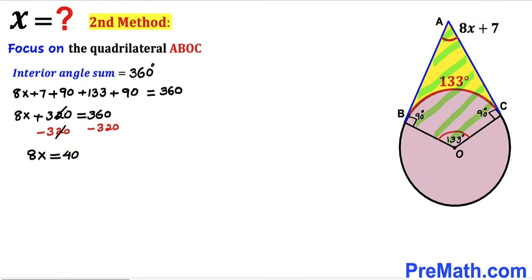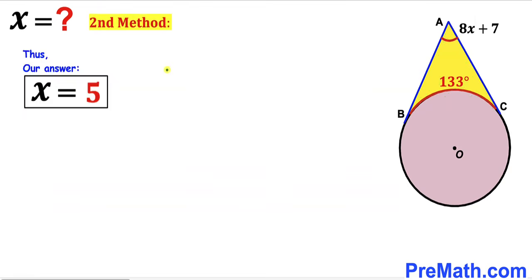Now I'm going to divide both sides by 8 to isolate x. Here 8 and 8 are gone, so our x value turns out to be 5. So after all the calculations and manipulations, our x value turns out to be 5 by using the second method as well. And that's our final answer.